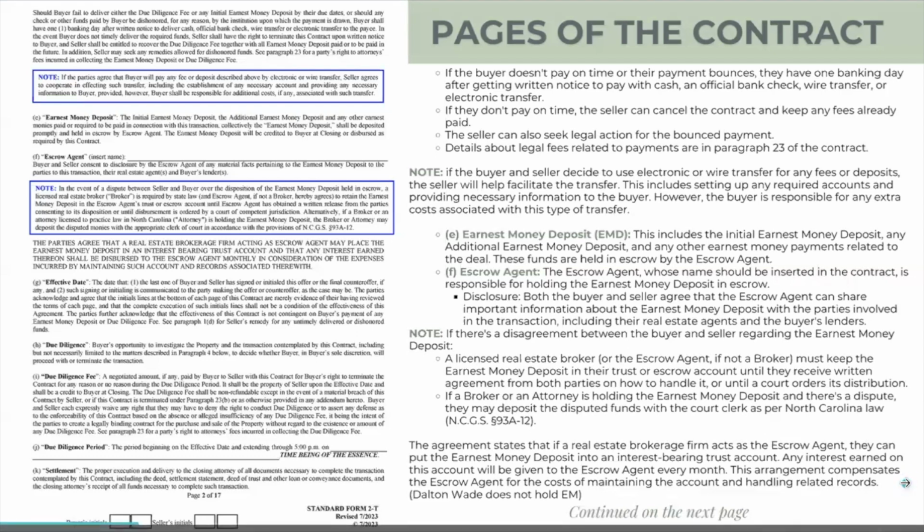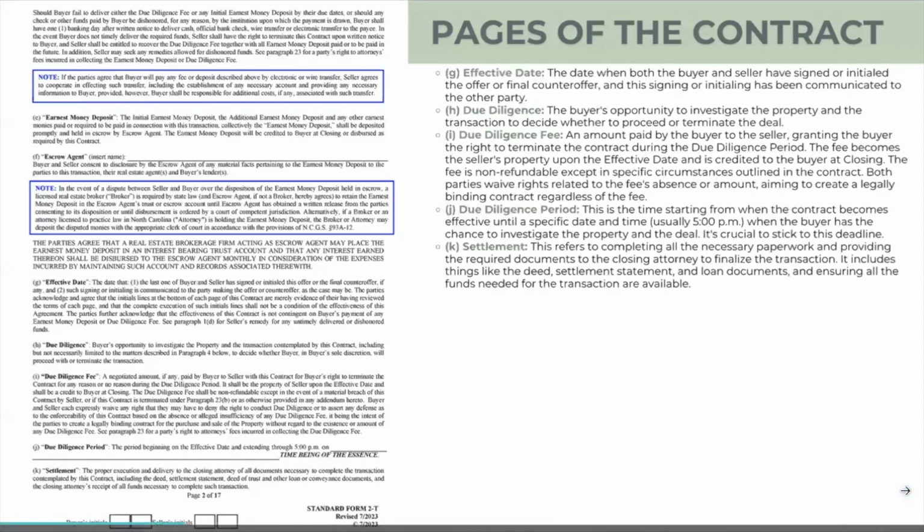And please note, Dalton Wade does not hold earnest money, as do many real estate offices. So the effective date is the date when both the buyer and seller have signed or initialed the offer or final counteroffer, and this signing or initialing has been communicated to the other party.